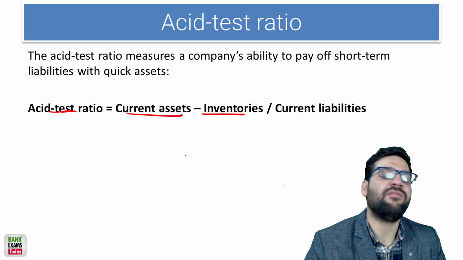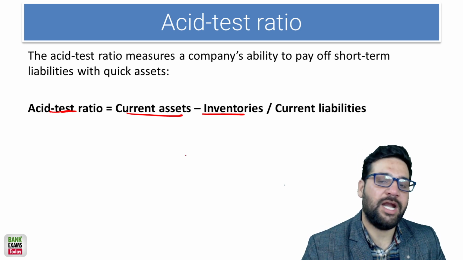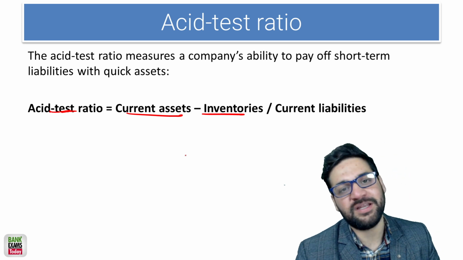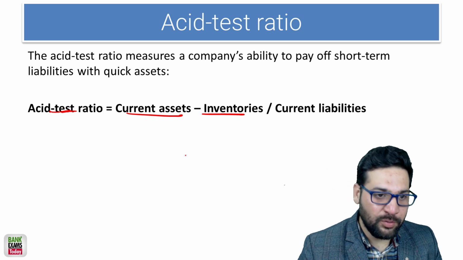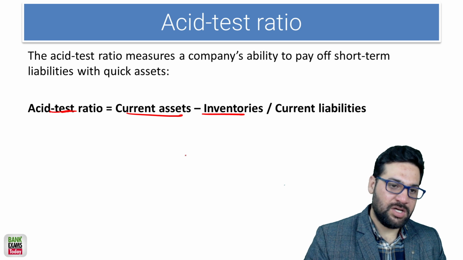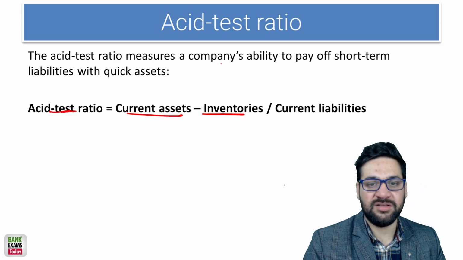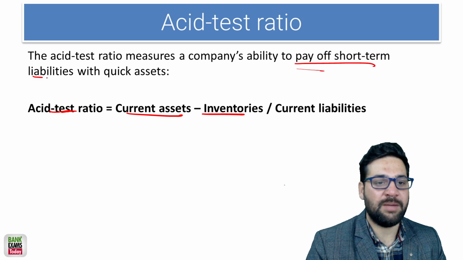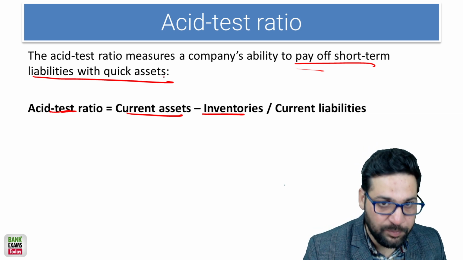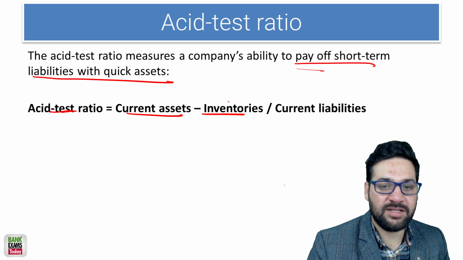Because suppose you have inventory at your shop and you want to sell it. Maybe you won't be able to sell it within a month or 2 months. So if you want to assess that company's ability to pay short-term liabilities with quick assets, if they want to pay it quickly, so you need to deduct the inventory out of it.